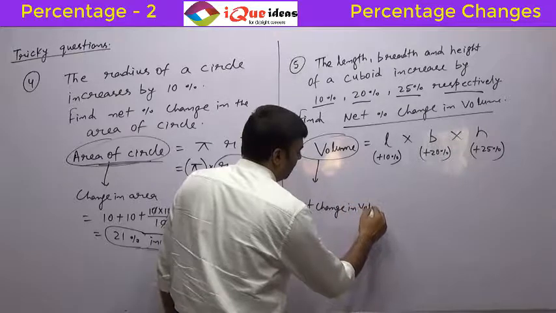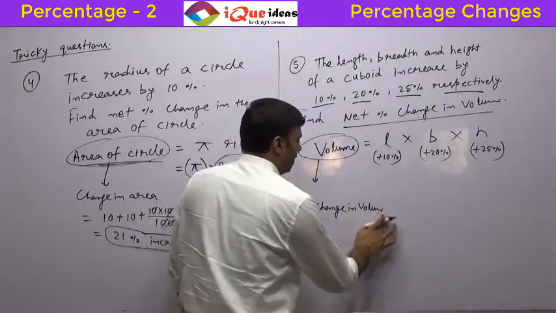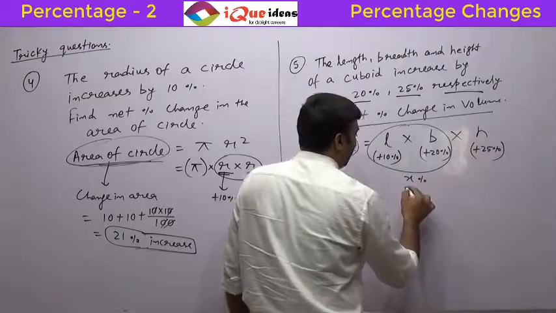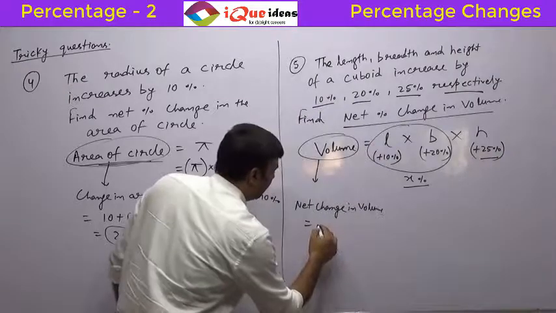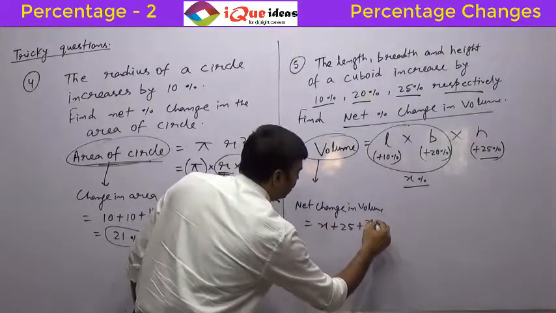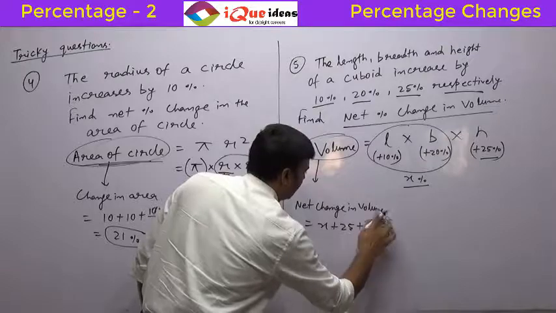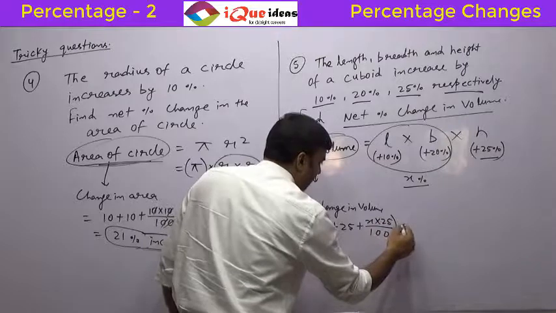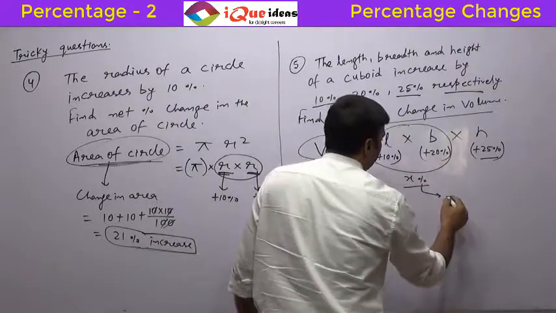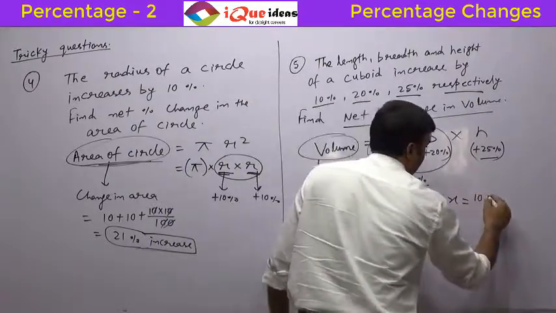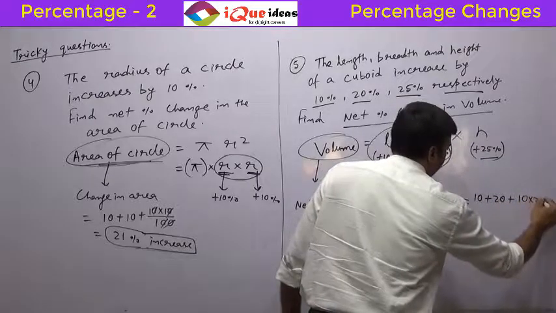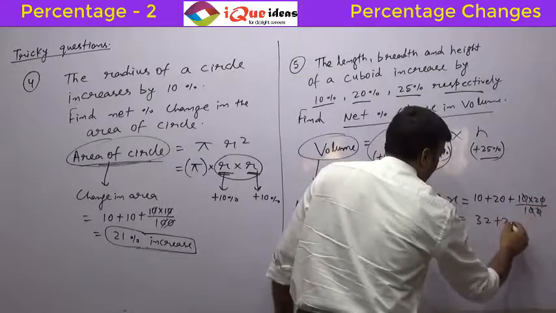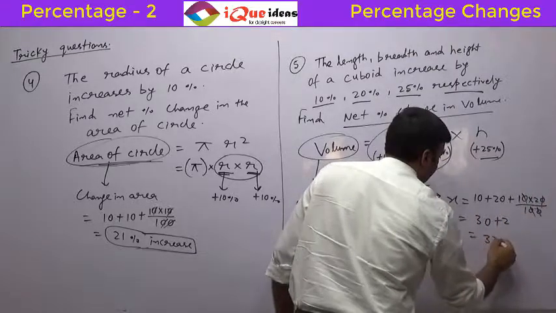So to find the net change in volume, because we have the formula only for 2 changes, first we calculate the net change of these two, let's say it is X%, and then we find the net change of X and 25. So here it will be X plus 25 plus X into 25 by 100. We can combine 2 of them at a time. To calculate this, we need the value of X. X will be equal to 10 plus 20 plus 10 into 20 by 100. Now this is 30 plus 2, which is 32%.